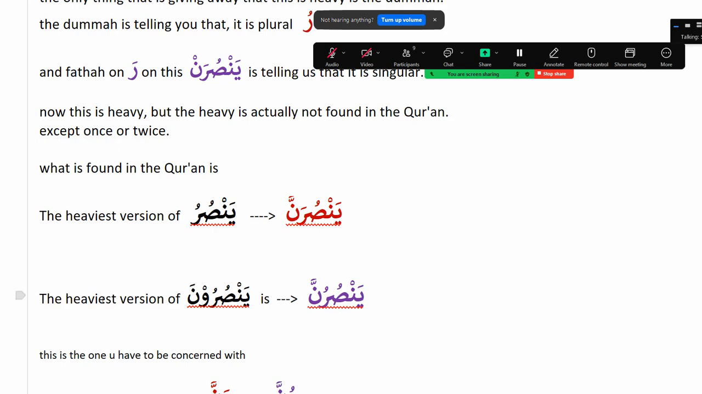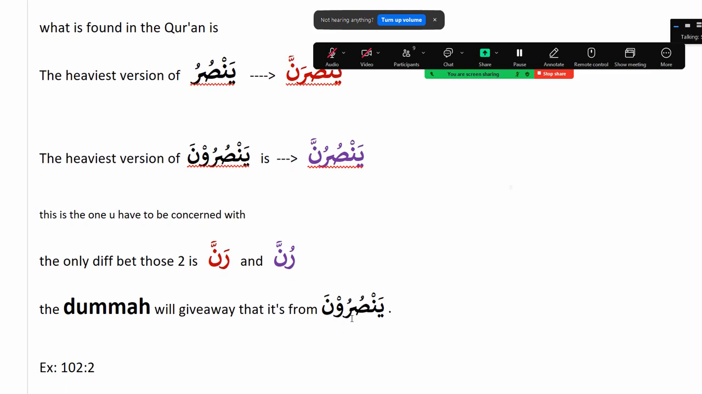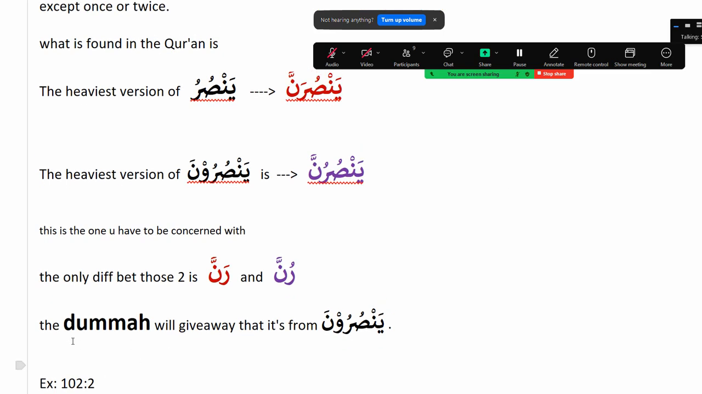The heaviest version of yansuruna is yansurunna. Okay, yansuranna is for singular, yansurunna is for plural. This is the one you have to be concerned with. The only difference between those two is that in ranna the ra has a fatha, and in runna the ra has a dhamma. So with the fatha it is singular, with the dhamma it is plural. The dhamma will give away that it's from yansuruna.